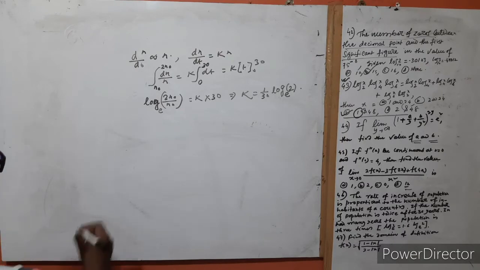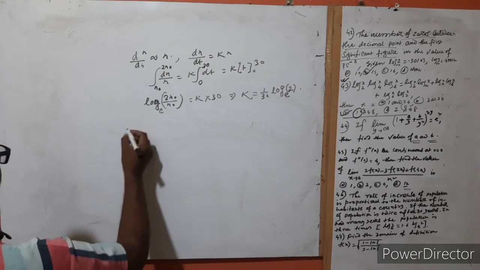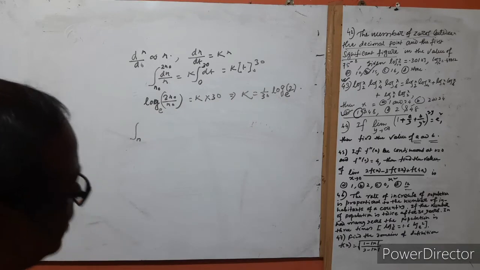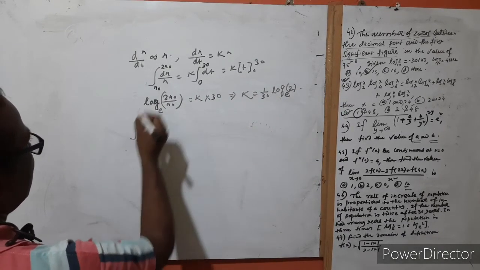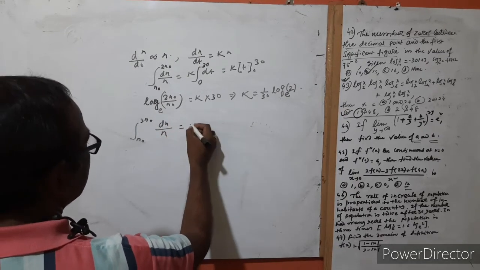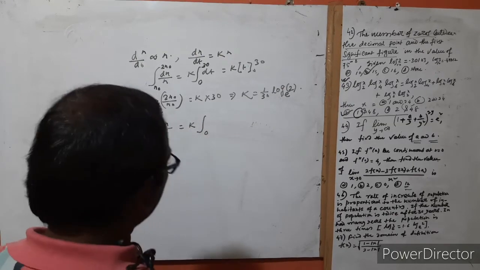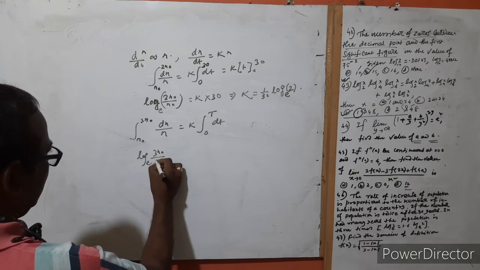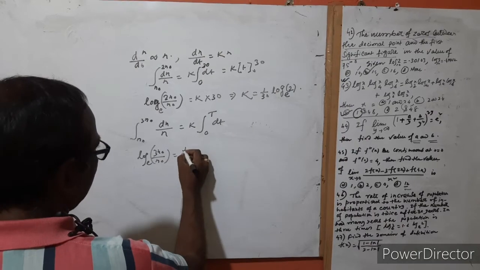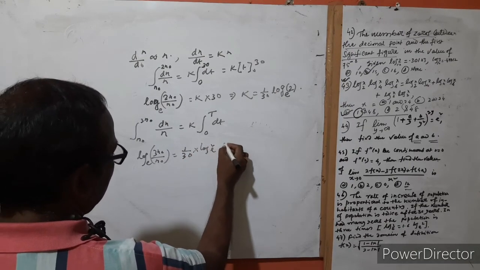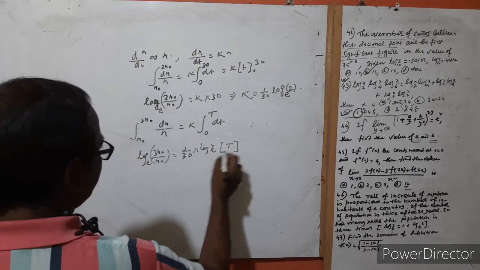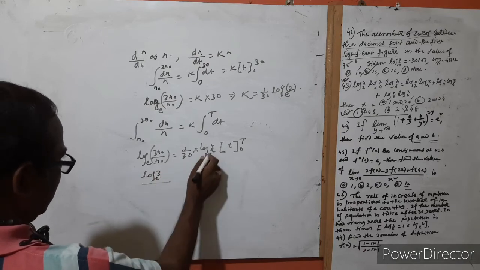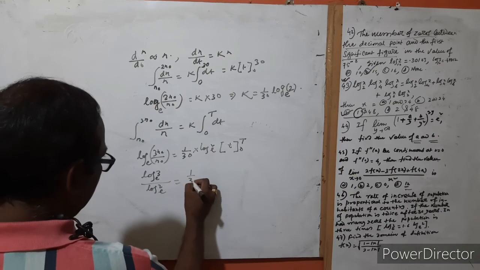In case the question is that in how many years the population is thrice. This is dN by N equal to k times the integral from 0 to t of dt. This is log of 3N naught by N naught. The k value here is 1 by 30 into log 2 to the base e, and this is t from 0 to t. So log 3 to the base e divided by log 2 to the base e is equal to 1 by 30 into t.